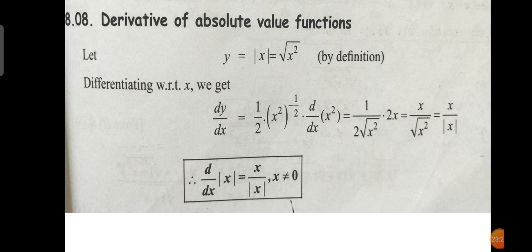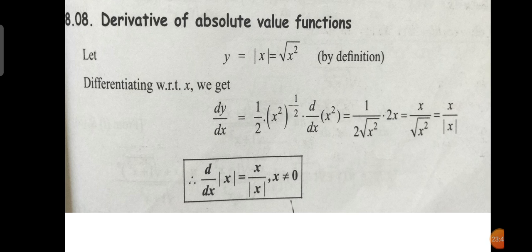How will you get this? Yes, because the root of x square can be written as x square the whole raised to 1 by 2. So you have to differentiate it. That is 1 by 2 into x square the whole raised to 1 by 2 into... Then what you have to do is, yes, the derivative of x square has to be found out.